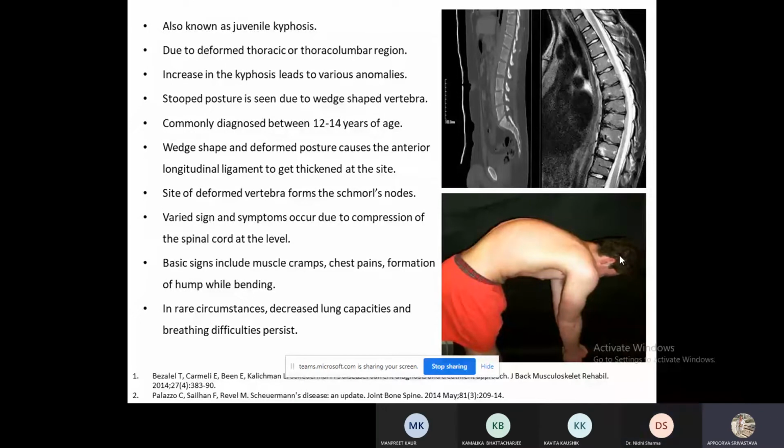Varied signs and symptoms occur due to compression of the spinal cord at that level. Basic signs include muscle cramps, chest pains, formation of a hump while bending. In rare circumstances, decreased lung capacities and breathing difficulties persist. And this is the hump which is formed, and this is the region of juvenile kyphosis. This anterior longitudinal ligament is thickened at the site of the kyphotic curve.